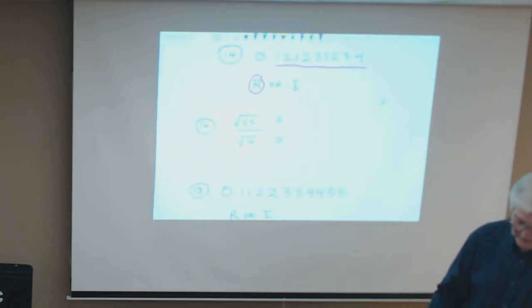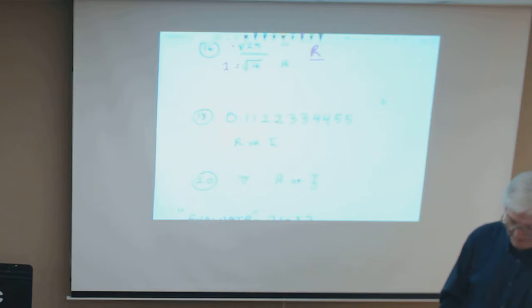Now you see what I did with number 16? I just broke it out into 2 parts. The square root of 25. What's the square root of 25? 5. What's the square root of 4? 2. Are 5 and 2 rational numbers? Then that makes this a rational number. Everybody follow that?